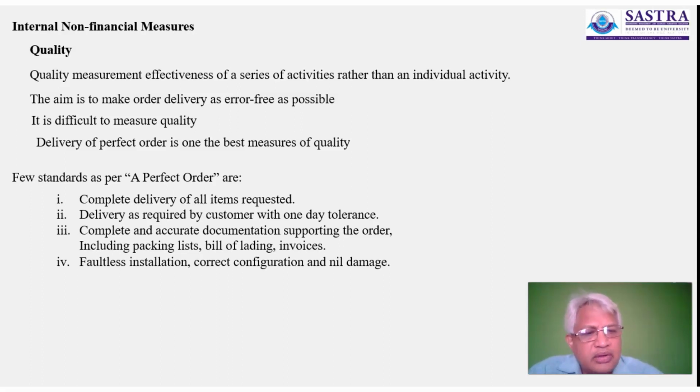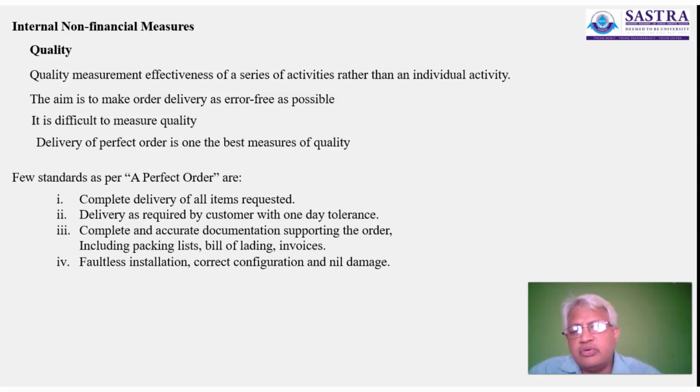Well, we all know it's very, very difficult to measure quality, and one of the saving graces here is what we call a perfect order. The perfect order constitutes certain standards. When the company achieves those, then they can claim that they have a perfect order. And perfect order is a measure of perfect quality. And it is used in many other metrics also. It's a very, very important measure.